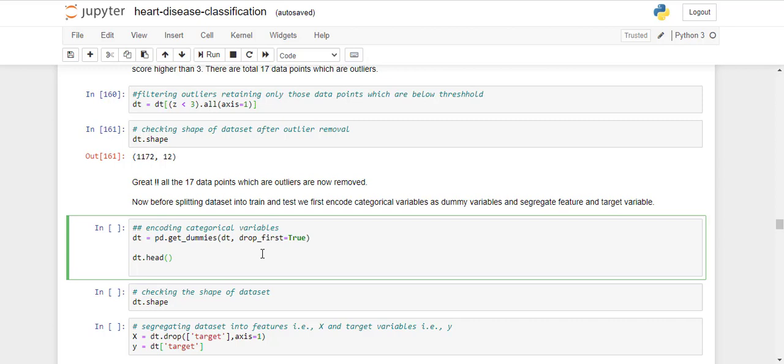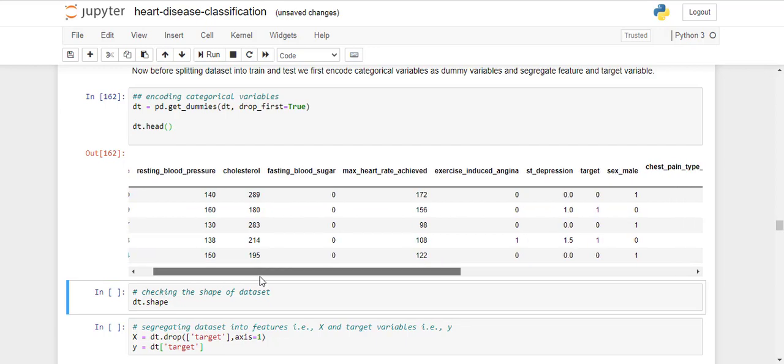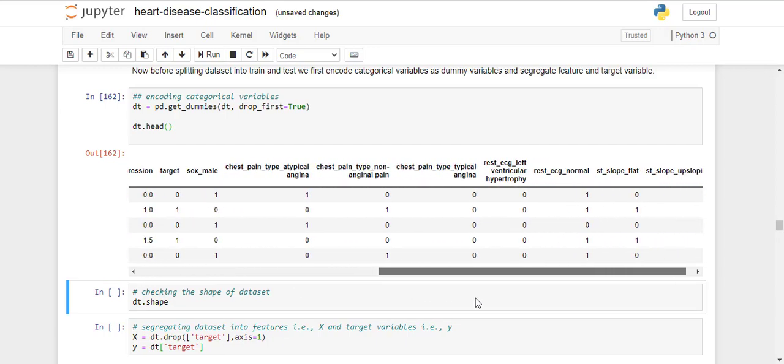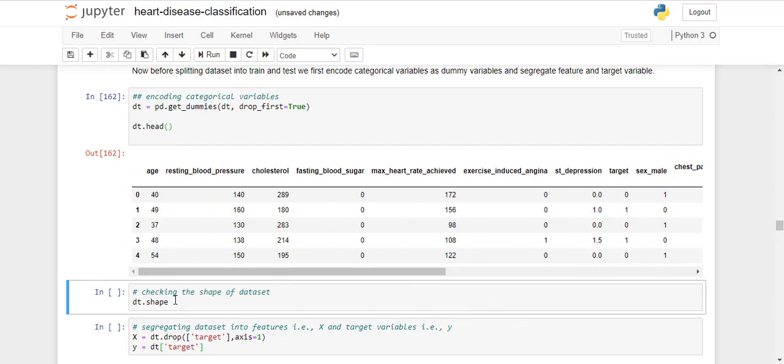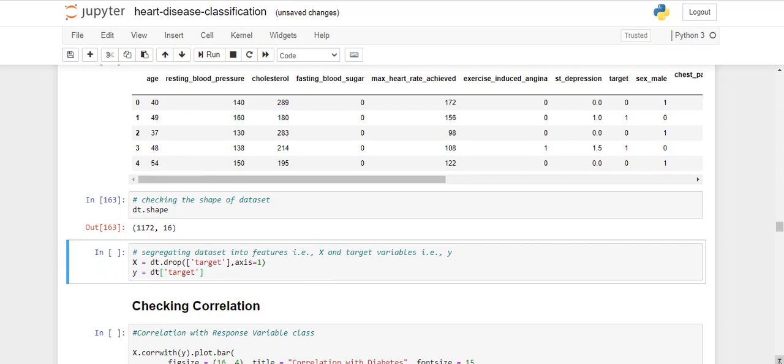So like that we have used pd.get_dummies, and now we have a larger number of columns. Okay, so let's check the shape. So we now have 16 columns, 16 features. So next we will segregate features and the target variable. So x is our feature set in which we have dropped the target variable. Apart from the target variable, all other things are the features, and in y we are keeping only the target variable.